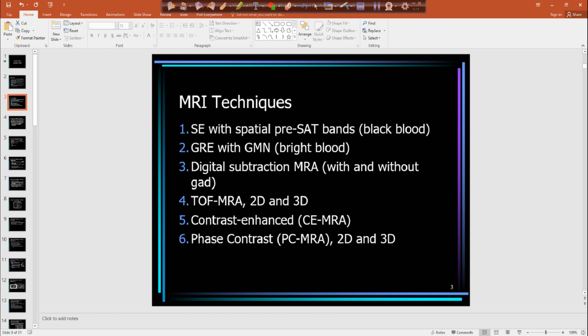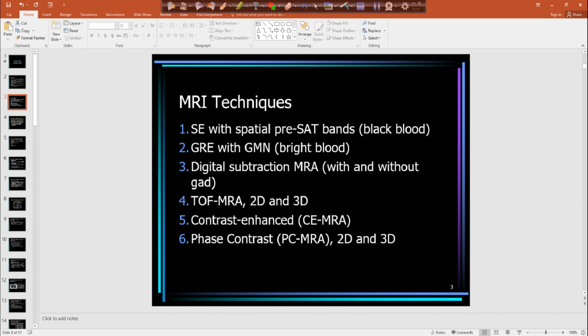So here are the techniques we're going to be talking about. We have spin echo with spatial pre-saturation bands, which will create black blood imaging. We have gradient echo with gradient moment nulling. Remember, gradient moment nulling helps compensate for intravoxel dephasing, so we put all the signal within the vessel so it doesn't streak across our image. We have instances of that where it streaks across within the neck with the carotid arteries, and sometimes in the sagittal knee with that popliteal artery. So gradient moment nulling helps compensate for that.